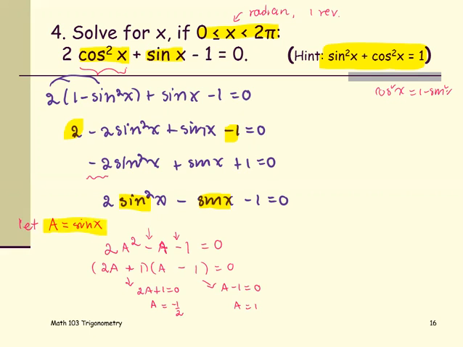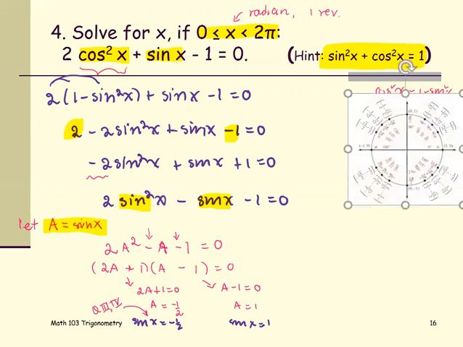Recall A is sine of x. That means sine x equals negative 1 over 2 and sine x equals positive 1. The sine is negative 1 over 2. The sine value is negative. That means x will be in the third quadrant and the fourth quadrant.